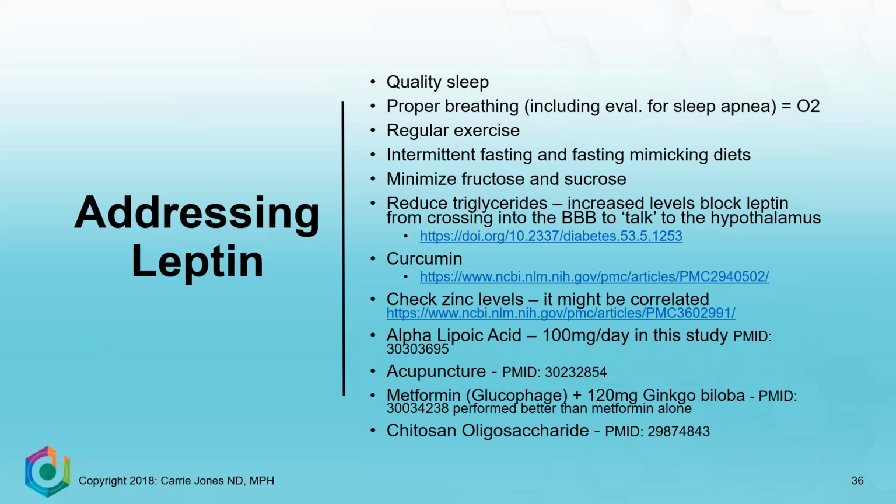And then metformin, which of course is Glucophage, but they added metformin with 120 milligrams of ginkgo. Believe it or not, that had significant improvement in addressing leptin levels over metformin by itself. So it's something to consider, maybe adding in 120 milligrams of ginkgo with your metformin patients. And then chitosan. Chitosan is from shellfish, so you have to be careful of those patients who are allergic to shellfish. But giving this was shown to help reduce leptin as well.